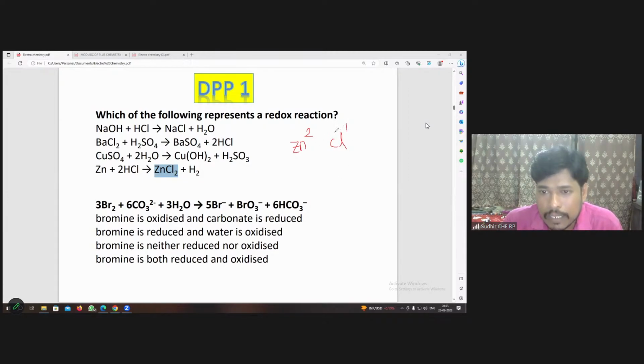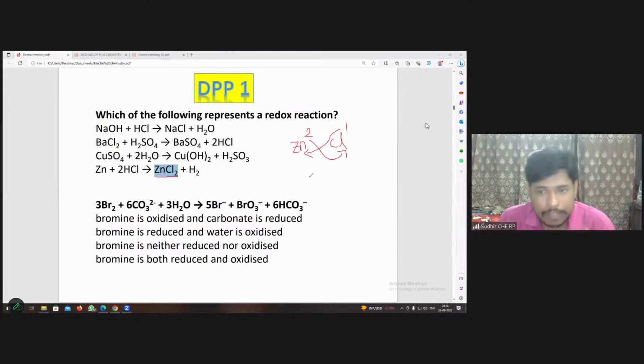As per the crisscross method, if I interchange, 1 will come for zinc and 2 will go for chlorine. That's why we represent the chemical formula of zinc chloride as ZnCl2. Even if we don't write the 1, there is no problem. That's why ZnCl2 is the chemical formula of zinc chloride.